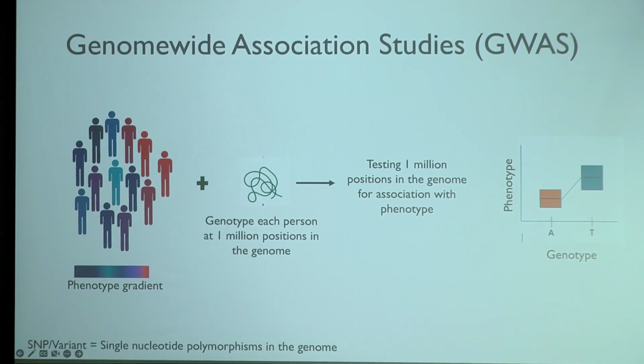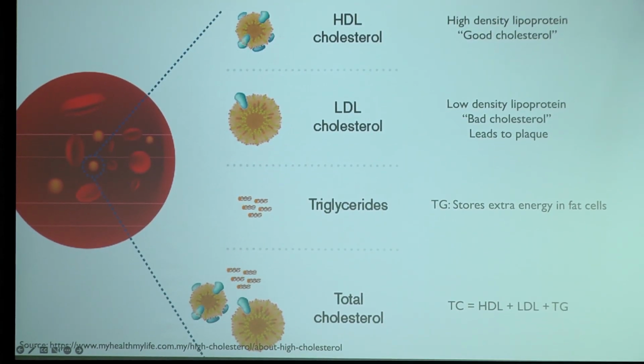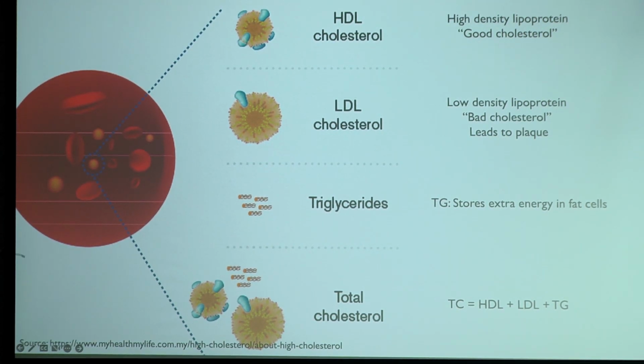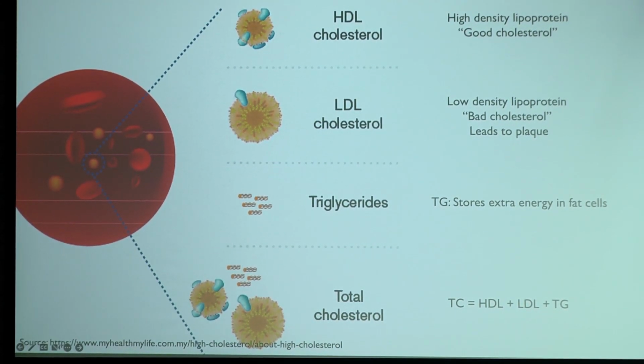The class of phenotypes that we were interested in were related to lipid levels, and these are probably things you've heard of. HDL, or high density lipoprotein, is what we often think of as the good cholesterol. LDL is the bad cholesterol, which we associate with increased risk of heart attacks and plaques in arteries. There's also triglycerides, which I will refer to from now on as TG. And there's total cholesterol, which is the sum of all of these.